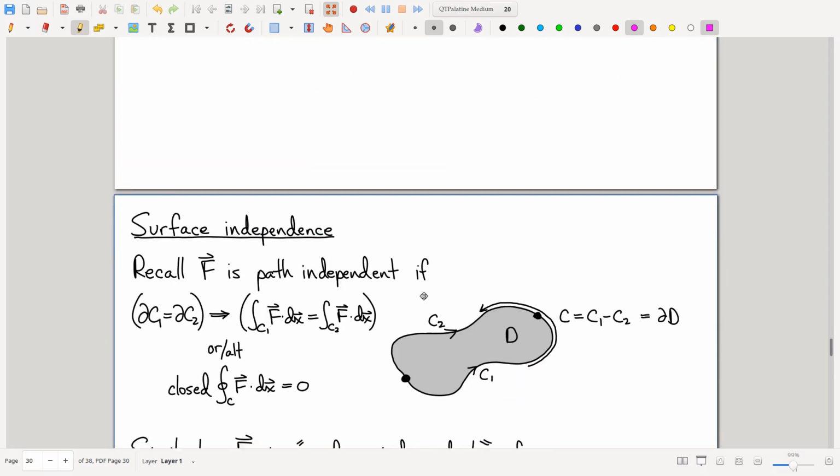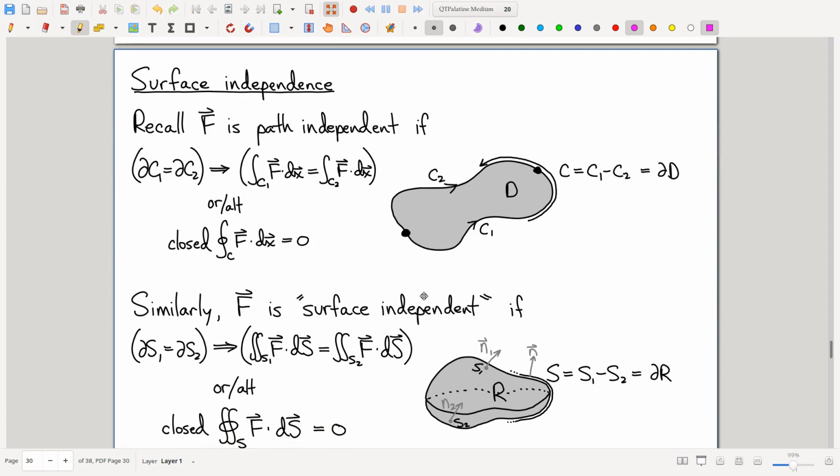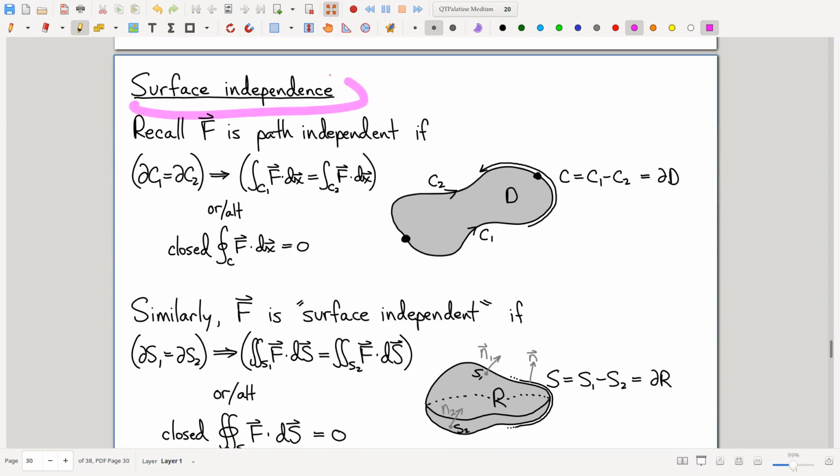Here's a new idea, kind of, called surface independence. By the way, this is not in the book. I think that's weird. I think surface independence is one of the most underappreciated ideas in multivariable calculus. Most multivariable calculus textbooks that I've seen don't talk about it. I don't get it. Now you're about to see why.